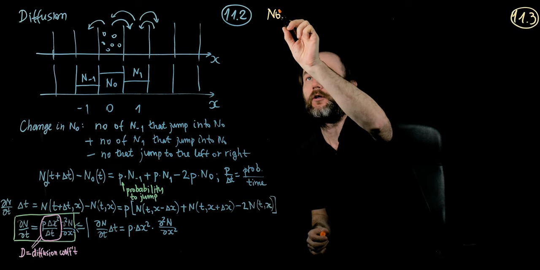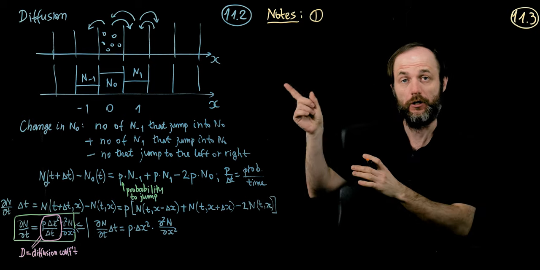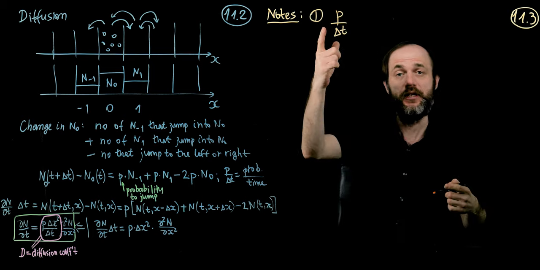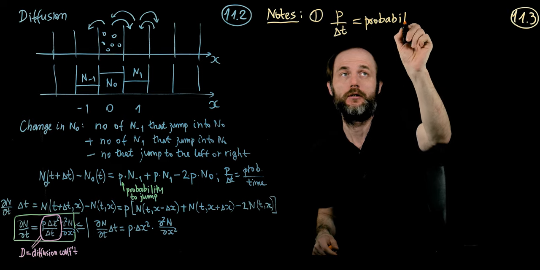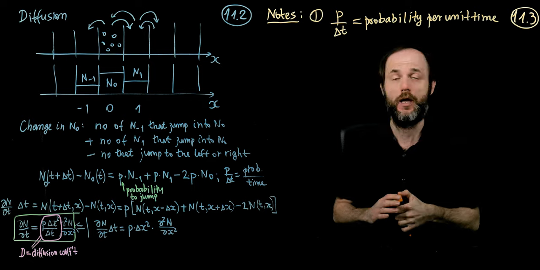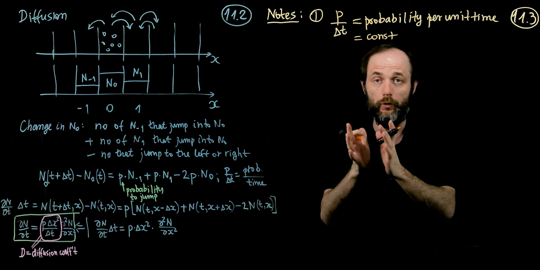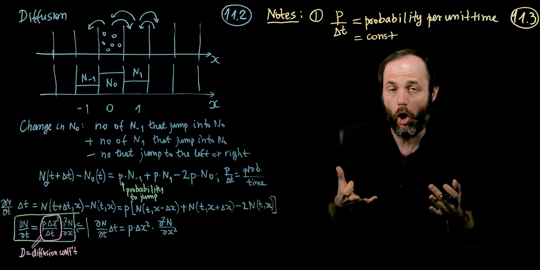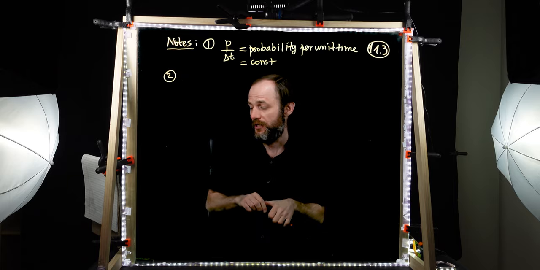So here are the promised notes. Number one, as we mentioned before, the probability P that we introduced over here is probability per unit time. So P divided by delta t will be the probability per unit time. Okay, so that's number one. And number two is that under our assumption, this probability per unit time for a molecule to hop from one bin to the other is a constant, doesn't change in time. This corresponds to essentially a constant diffusion coefficient that we introduced over there.